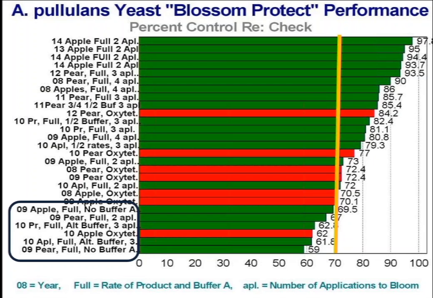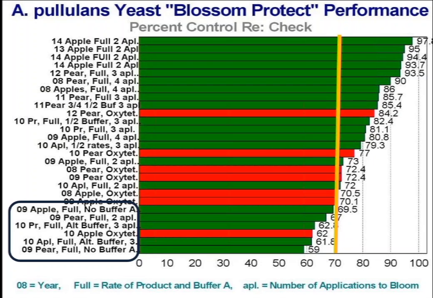But you'll notice that some of the best results that I've ever had in the trials are with the full rate of Blossom Protect, 2 applications or more, and with the Buffer Protect buffer in there. I've circled the bottom area down at the bottom of those bars, the ones that are dropping below 70% control, because most of those I didn't include the buffer. You see no buffer, alternate buffer. I've tried using mineral buffers that lower the pH, and they just generally didn't work.